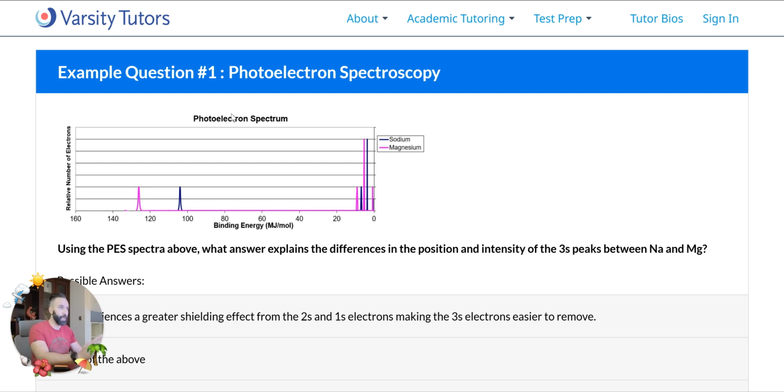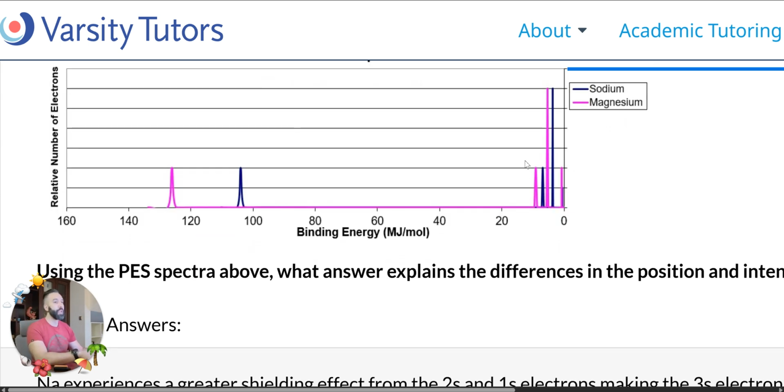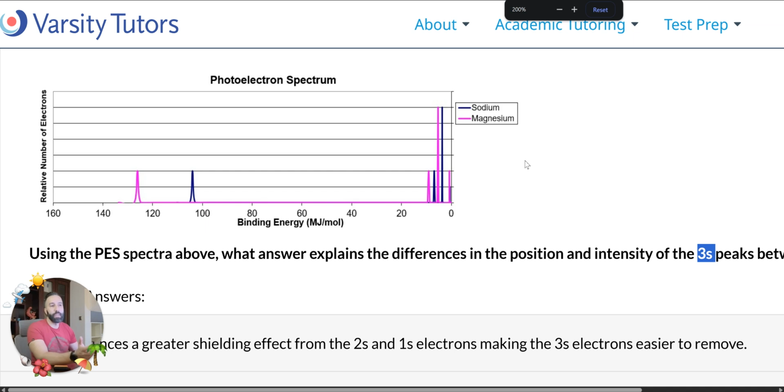Using the PES spectra, this is just photoelectron spectrum, what answer explains the differences in the position and intensity of the 3s peaks between Na and Mg? So here they're only asking about the difference in the position for just this peak. We just observed 3s. 3s is here, and you can see they're very similar, but they're not the same. Sodium has 1 electron, that's why the peak is smaller. And magnesium has a little bit bigger binding energy. Why? Because it has more protons.